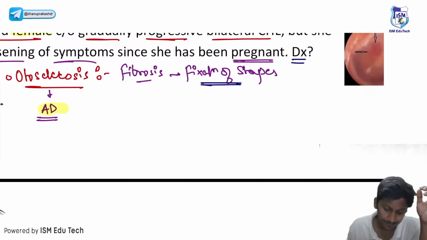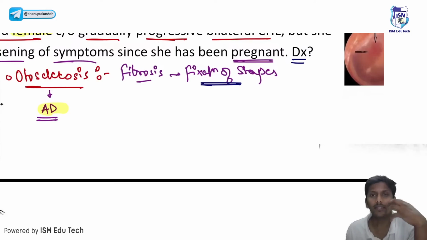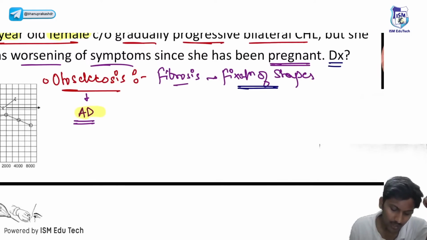Important is, what is the aggravating factor? Aggravating means worsening factor. Which condition will lead to worsening of symptoms or aggravation of symptoms? That is pregnancy. So please remember, pregnancy will cause worsening in the patient.